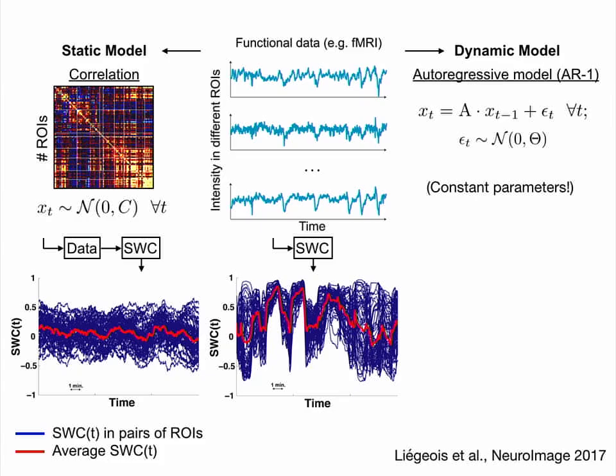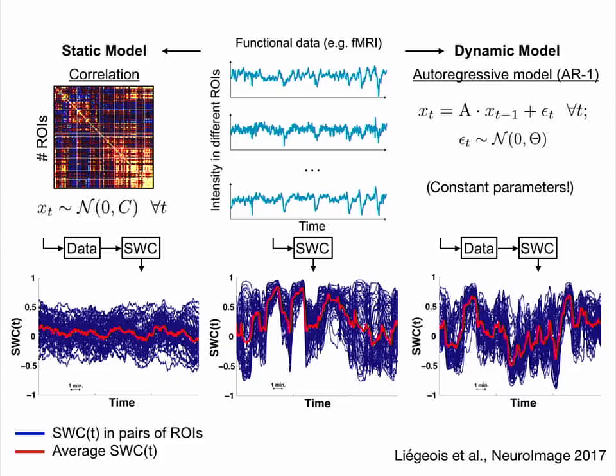Because if we now generate data from this generative model, this is what we get, and we now see that having this model of fMRI time series allows us to capture the dynamical properties, the time-varying properties of the correlation that we observe when we use a sliding window approach. And hence, from a statistical point of view, an autoregressive model is capturing much more information as compared to only a correlation matrix.